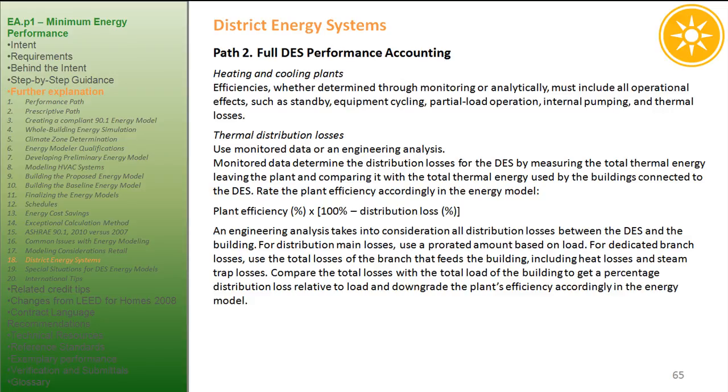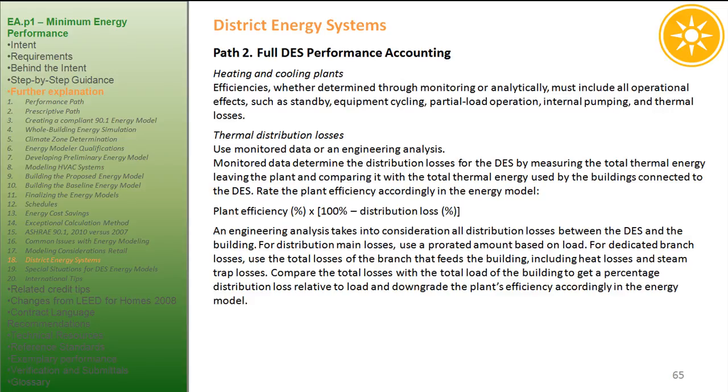Monitored data: determine the distribution losses for the DES by measuring the total thermal energy leaving the plant and comparing it with the total thermal energy used by the buildings connected to the DES. Rate the plant efficiency accordingly in the energy model. Plant efficiency (percent) = 100% - distribution loss (percent).